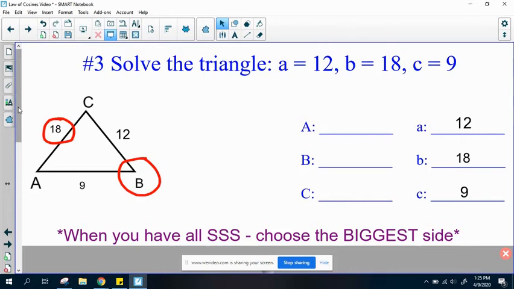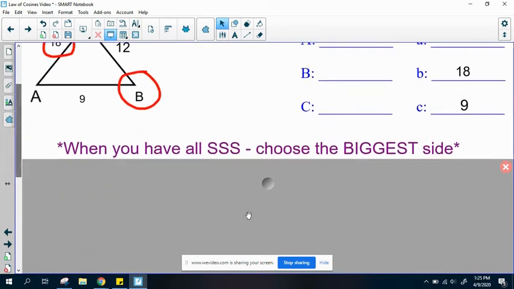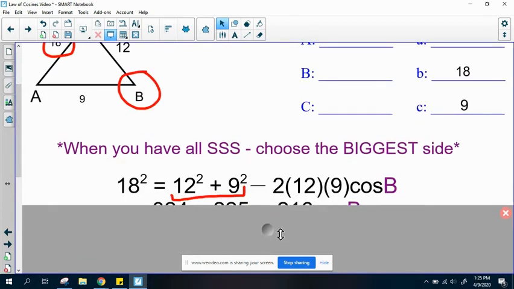When you're doing law of cosines, you want to do the biggest side. So I'm going to find angle B first. Same thing, I'm going to find angle B, except this time I can't just type this whole thing into my calculator because I don't know what this is. Instead, I know all the side lengths.